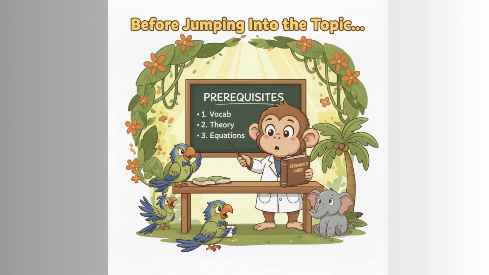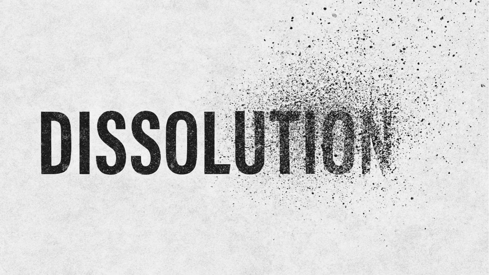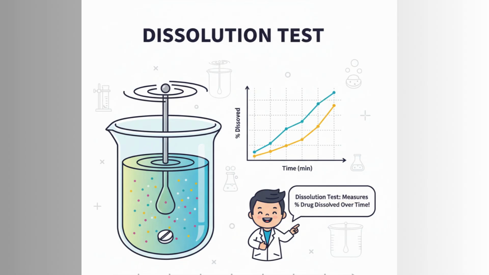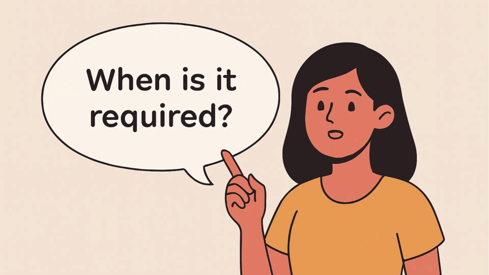Before you understand about f1 and f2, we need to discuss about dissolution. When you swallow a tablet, it needs to break down and dissolve in stomach or intestinal fluids. Dissolution test measures percentage of drug dissolved at different time intervals like 10 minutes, 20 minutes and 30 minutes. Regulators like FDA, EMA, etc. want us to compare the dissolution profile of products whenever required. But why compare it when it is required?